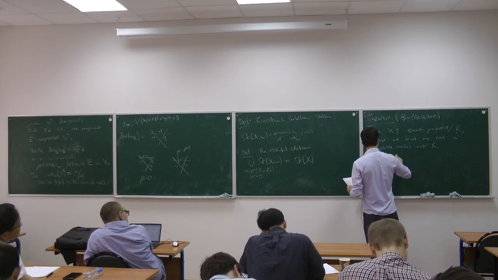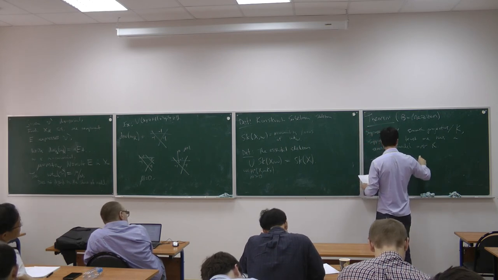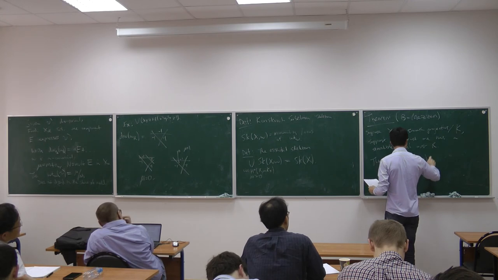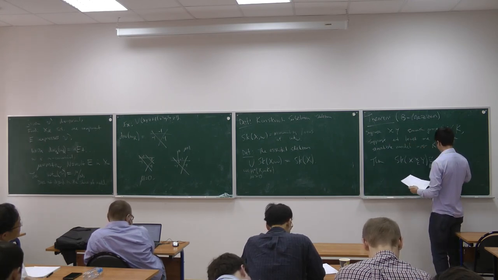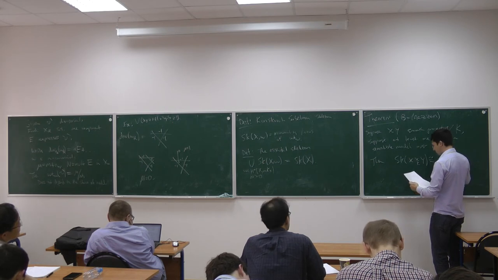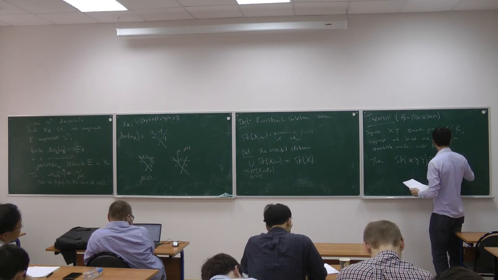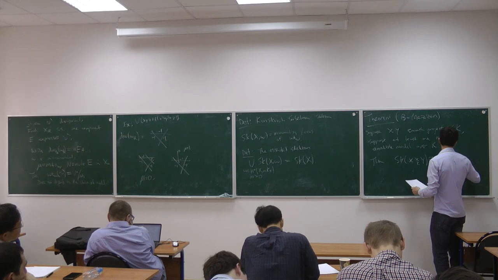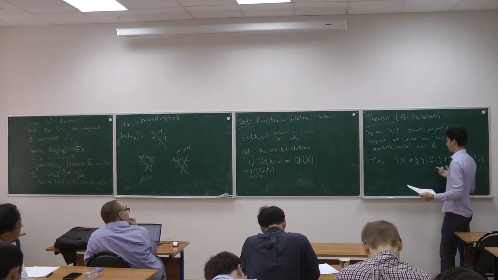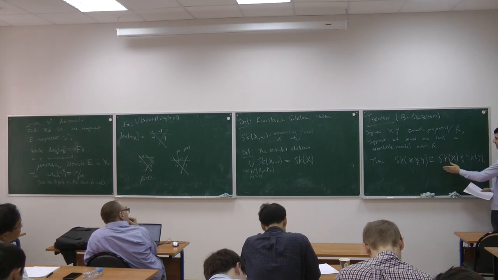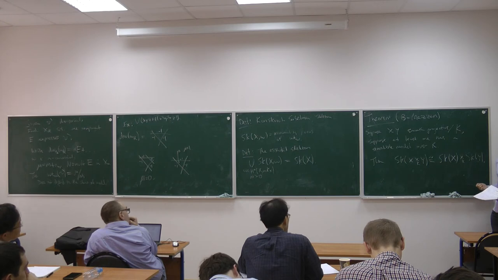So then the essential skeleton of the product can be identified as PL homeomorphic to the product of the essential skeletons. And you can make this map very natural in terms of pulling back valuations and things like that.